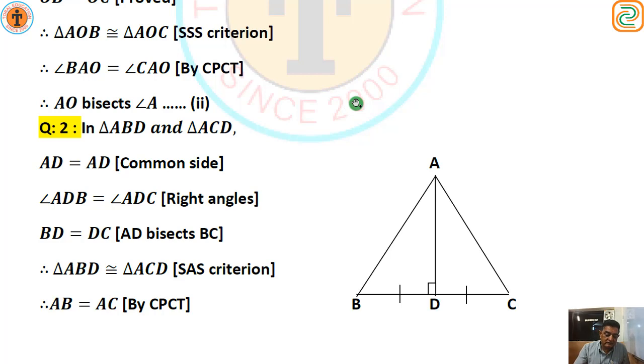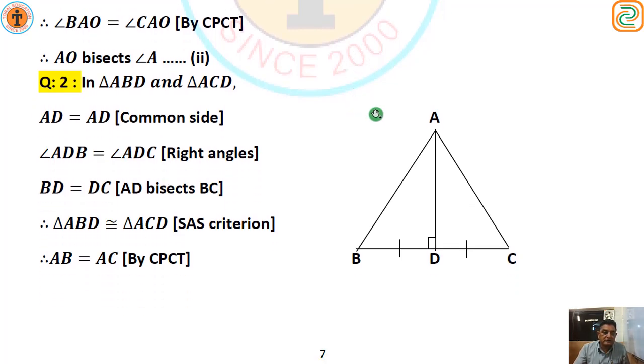Question number 2. In triangle ABC, AD is the perpendicular bisector of BC. Show that triangle ABC is an isosceles triangle. If we want to show ABC is an isosceles triangle, then any two sides must be equal.